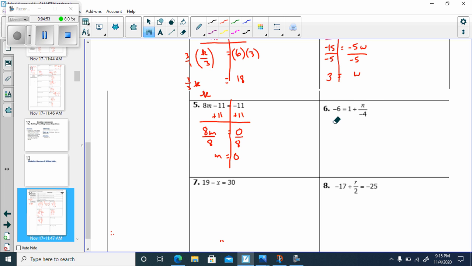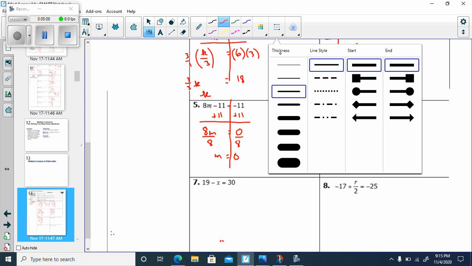Okay, on this one, negative 6 is equal to 1 plus n divided by negative 4. Now, what do we need to do? We need to subtract 1 from both sides, don't we? So let's go back and we're going to actually do that, before we keep writing it.